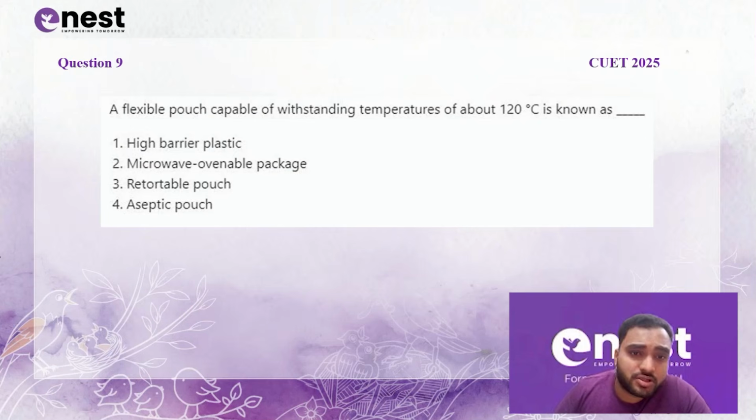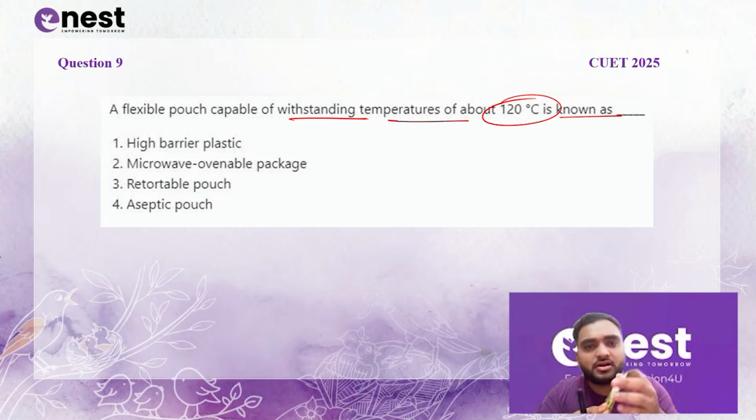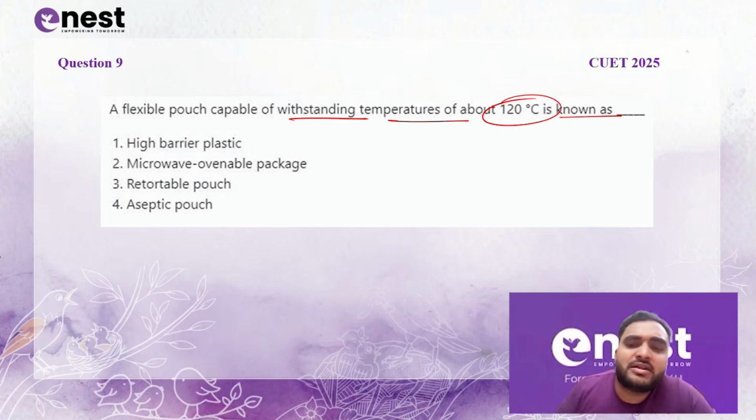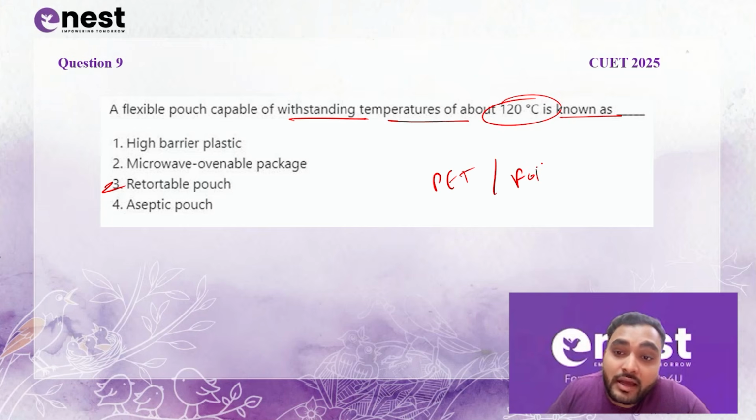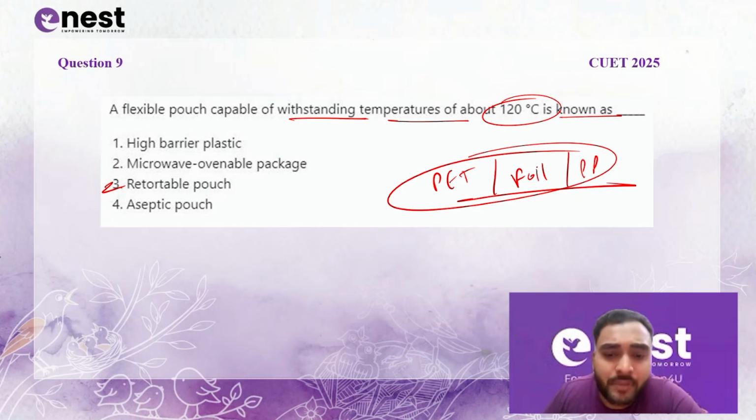A flexible pouch capable of withstanding temperatures of about 120 degrees Celsius is known as. So I think many of you have seen some pouches like this in your surroundings, right? Often the ketchup pouches which are available from Kisan and many other food items are available in these pouches. These are called retort pouches because they contain multiple layers. They contain a PET layer, then aluminium foil, and then a polypropylene layer. Ideally these are in several laminations and that is why it is also called a laminated pouch.